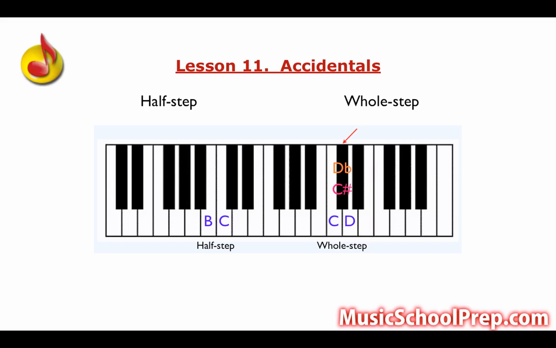From C to C sharp would be a half step, and even D to D flat is a half step. But since that black key is in between the C and the D, there are two half steps, which results in a whole step.